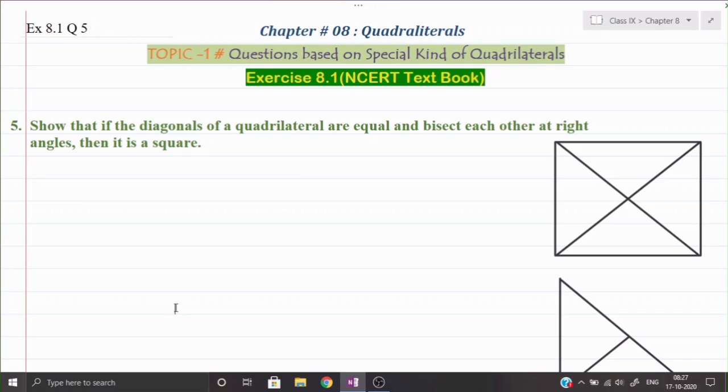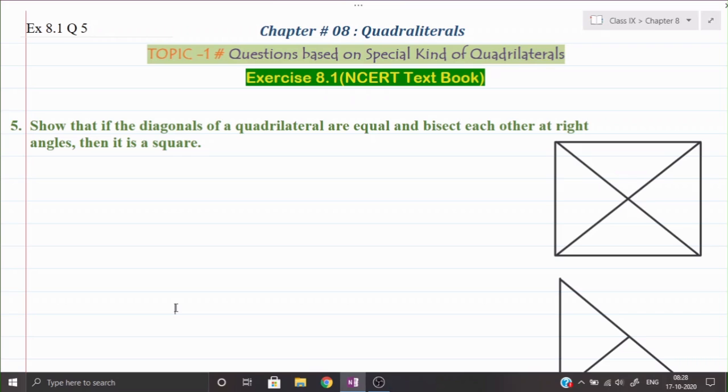In question number 5 it is given: show that if the diagonals of a quadrilateral are equal and bisect each other at right angles, then it is a square. Means we are given a quadrilateral in which the diagonals bisect each other at a right angle, meaning they are dividing each other into two equal parts. One diagonal divides the other diagonal into two equal parts and they are perpendicular as well. Then we have to prove that it is a square.